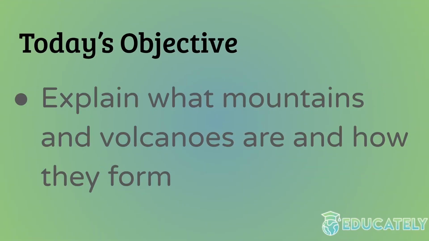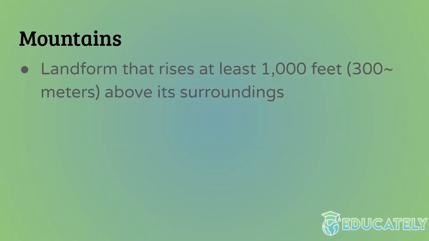Today's objective, we're just going to explain what mountains and volcanoes are and how they form. So, mountains. A mountain is a landform that rises at least 1,000 feet, which is about 300 meters, above its surroundings. That definition isn't 100% agreed upon because sometimes the difference between a mountain and, say, a hill is a bit more subjective. But this is one of the more technical definitions that's good to go by.